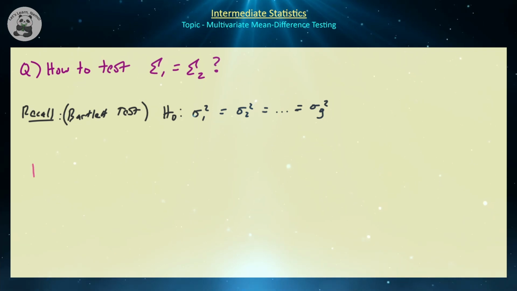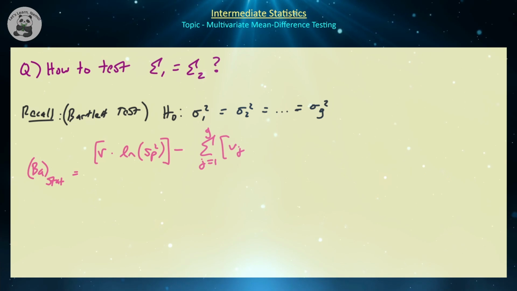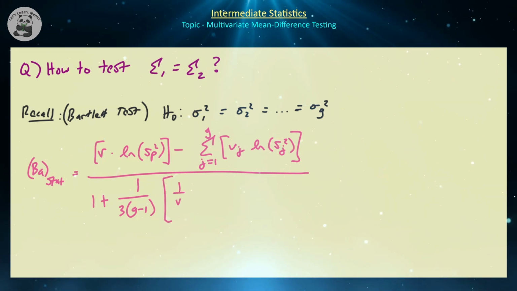So the Bartlett test statistic is given by nu times the natural log of the pooled variance for our populations, minus, and let's put that in brackets, the sum from j equals 1 to g of our individual degrees of freedom times the natural log of our individual variances, all over 1 plus 1 over 3(g - 1) times a bracket in which we have 1 over nu 1 plus 1 over nu 2, all the way down to 1 over nu g, minus 1 over nu.